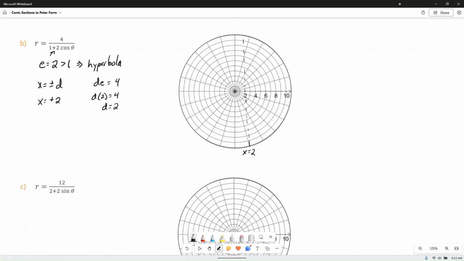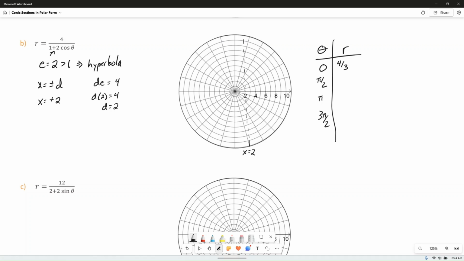So I'm going to do the same thing. I'm going to create the theta and r table, and I'm going to use 0, pi over 2, pi, and then 3 pi over 2. And I'm going to just plug those values into the original equation. So if I take 0 and I plug it into cosine, that's a 1. So cosine of 0 is a 1. 1 times 2 is 2. 2 plus 1 is 3. So my r value is going to be 4/3.